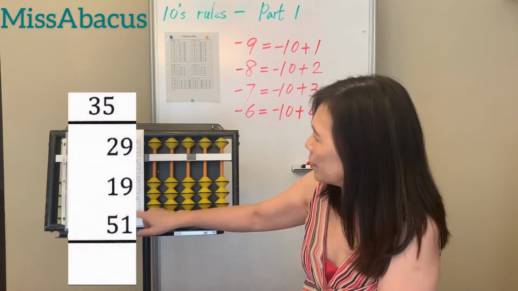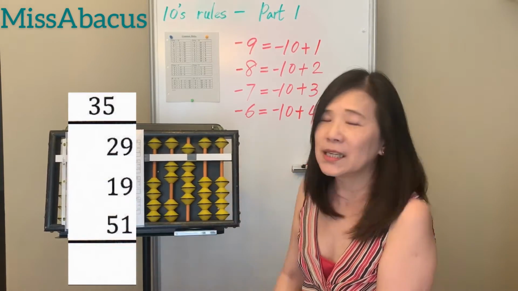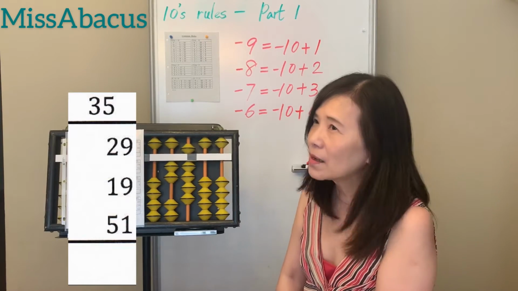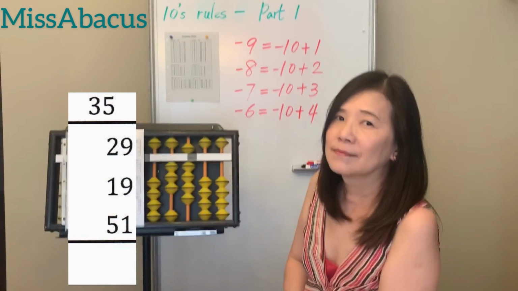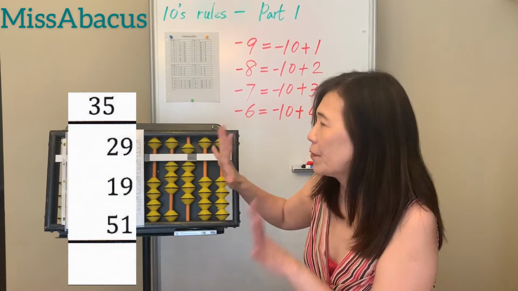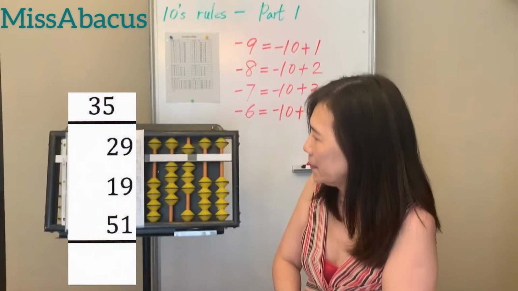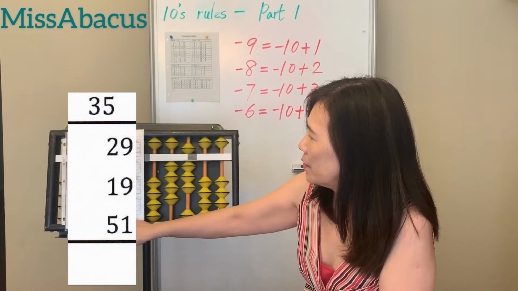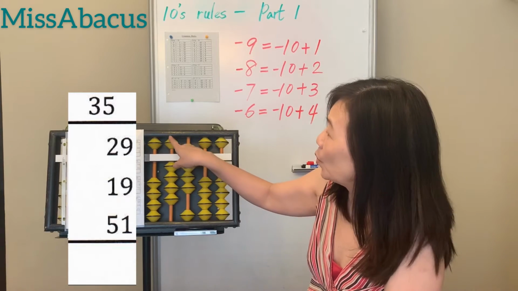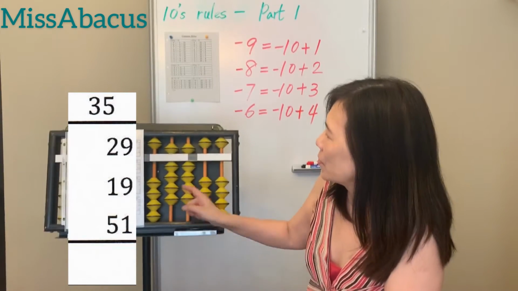Let's do number 35. 29 plus 19. 1 on the 10's place, 9 on the 1's place. Nothing left. So for the 9, minus 1 plus 10. The last number, plus 51. No rule because you have enough bits. 5 here, 1 here. So the answer is 99.